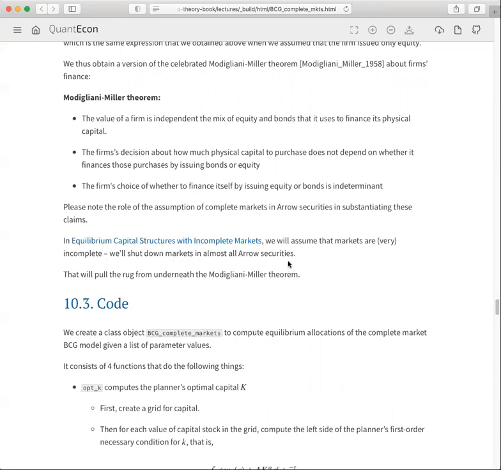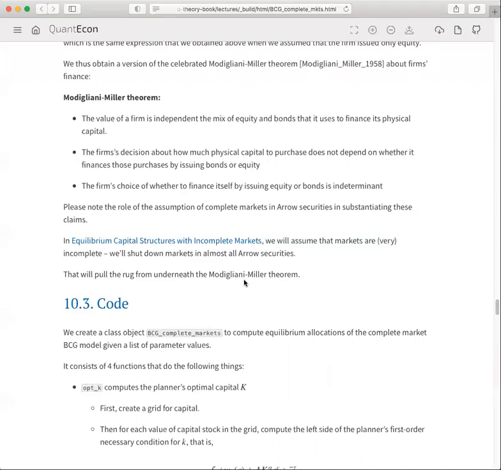And now all the firm can do to finance itself is, it can't sell Arrow securities. People can't trade Arrow securities. They can just trade bonds and equity. And what's going to happen is that's going to kill the Modigliani Miller theorem, the standard one. And we're going to ask, how does it kill it, and what are the consequences of that?